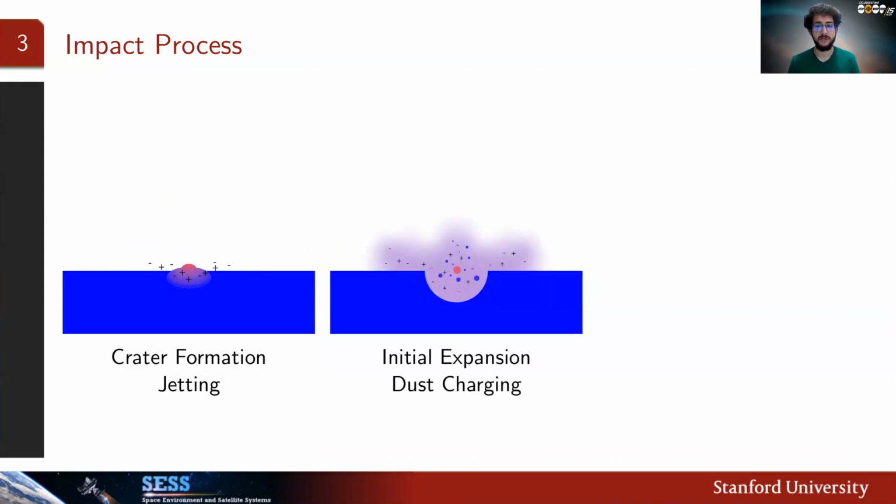As the plasma and neutral vapor and condensed phase material, which I'll refer to as dust going forward, expand into the vacuum, electrons can attach to the condensed phase, potentially forming a dusty plasma. We also see electromagnetic emission at this stage, depending on impact conditions.